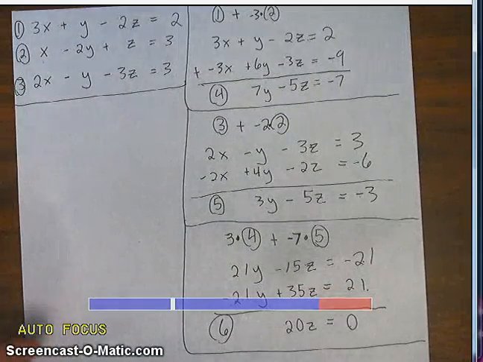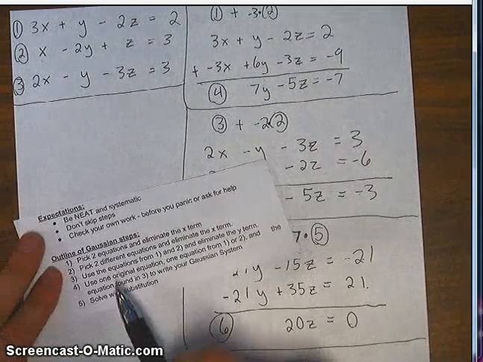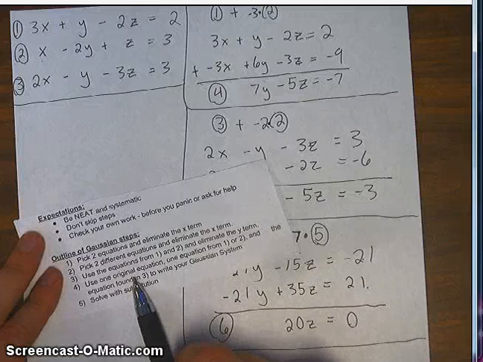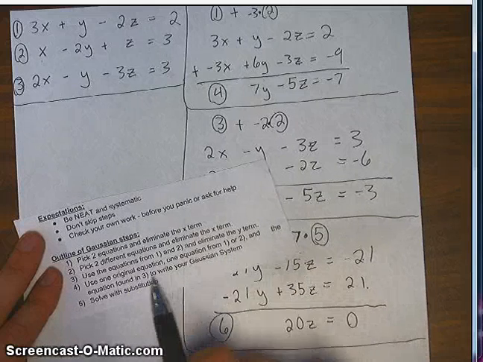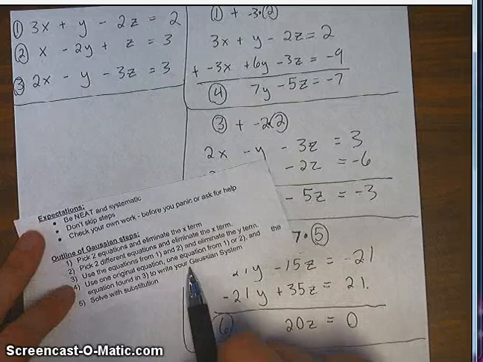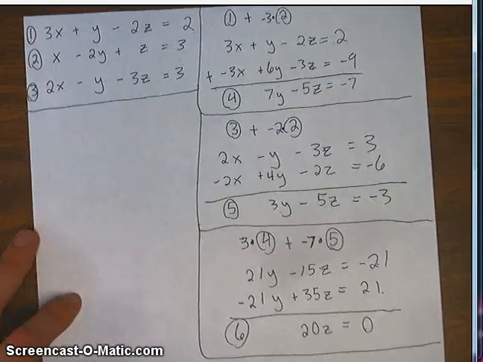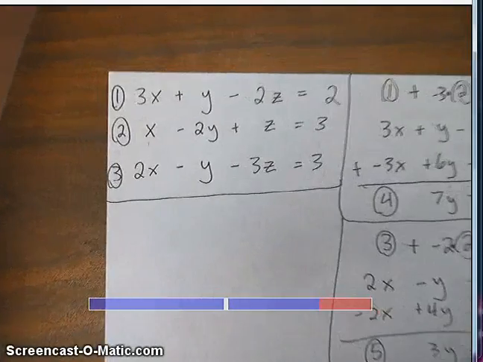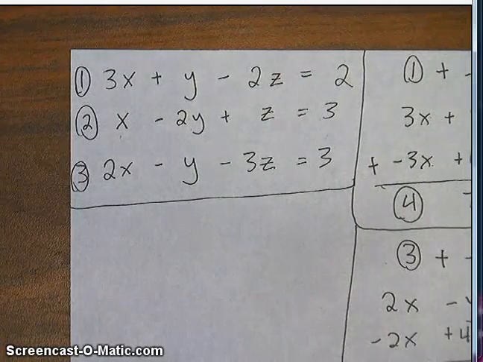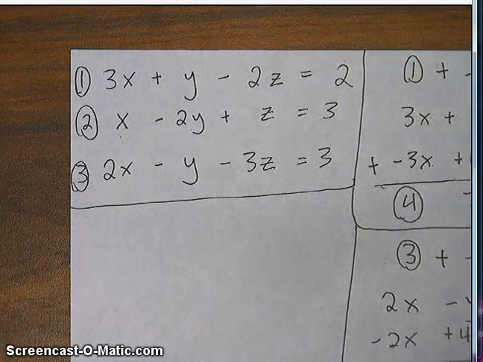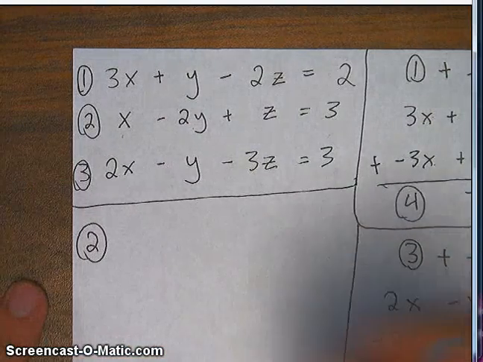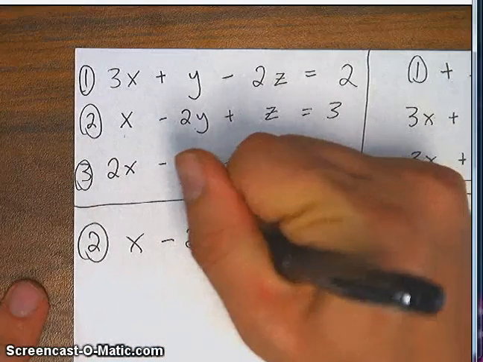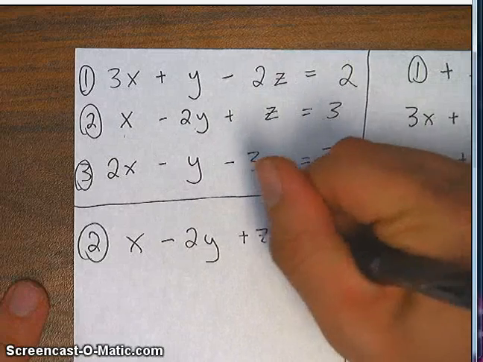So, let's go back to our list. Step 4, use one original equation, one equation from steps 1 or 2, and the equation found in step number 3 to write your Gaussian system. Alright, so we need to make a choice between equation 1, 2, or 3, and here's how you make that choice. You say, which one of those looks the easiest? I'm thinking it's equation 2. I'm going to write it right here. The equation 2, it's going to be x minus 2y plus z equals 3.